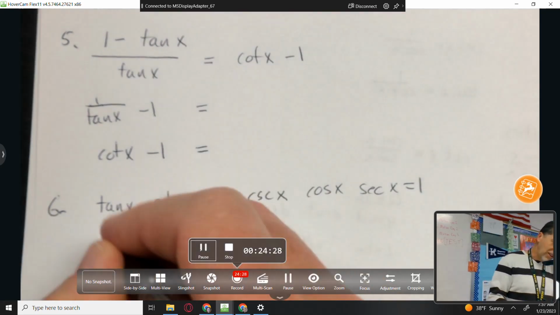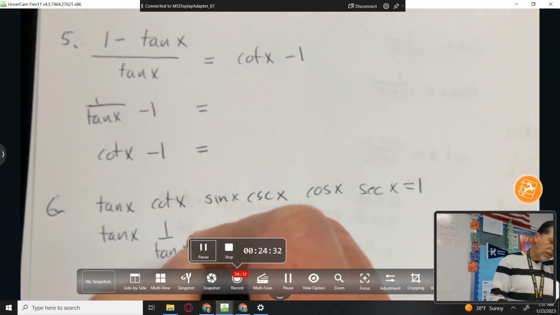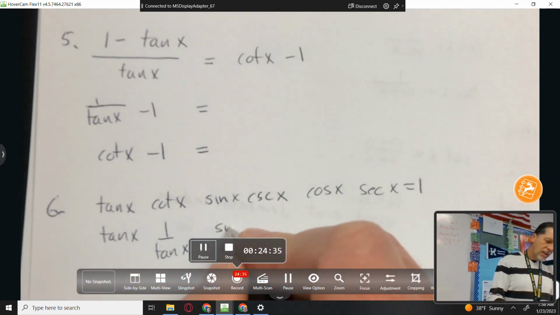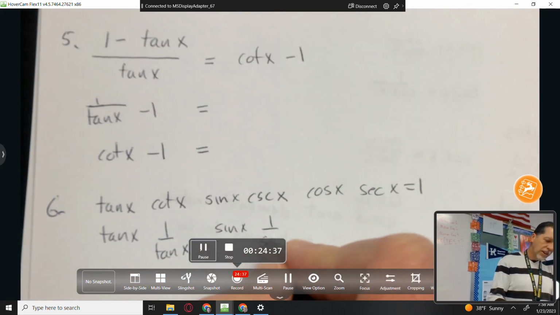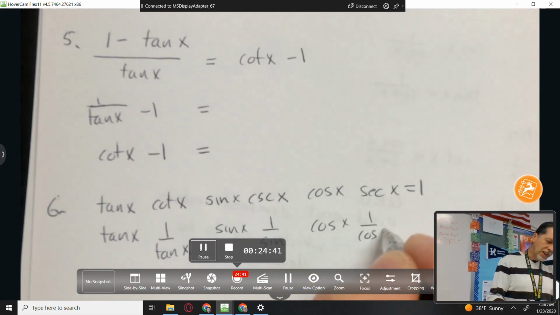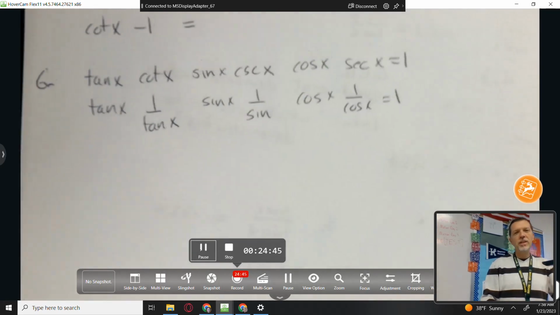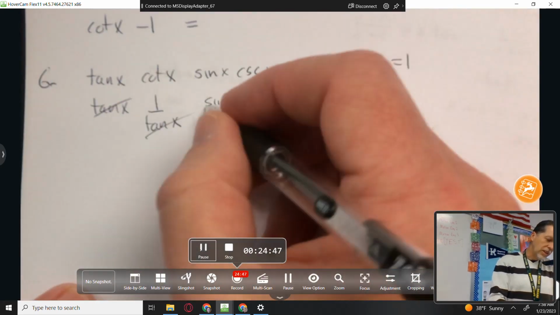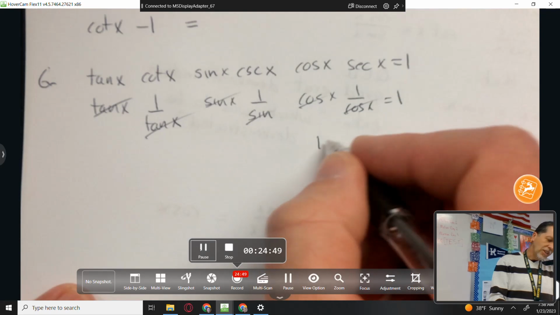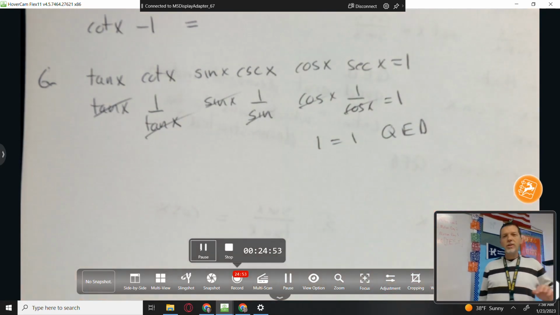So let's use that reciprocal thing. Tangent is 1 over, cotangent is 1 over tangent. Cosecant is 1 over sine. Secant is 1 over cosine. And now you're good. Now you've shown me that you knew they were all reciprocals and everything cancels out. So we'll close the notes with a QED there.